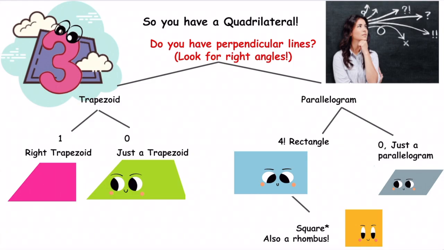And that's it, Math Marbles. These are the 3 questions you can ask yourself. So if you want to identify special quadrilaterals, ask yourself, do you see any parallel lines? Do you see any congruent lines? And do you see any perpendicular lines?